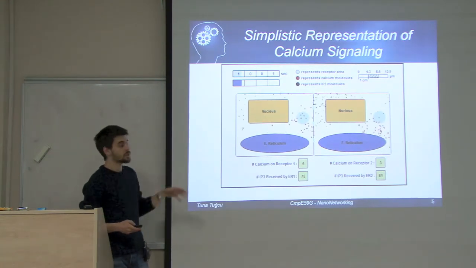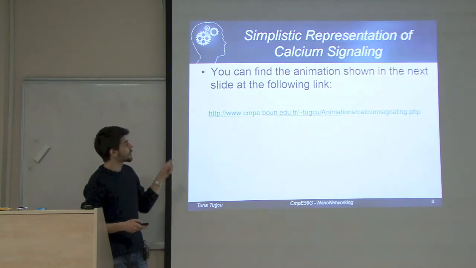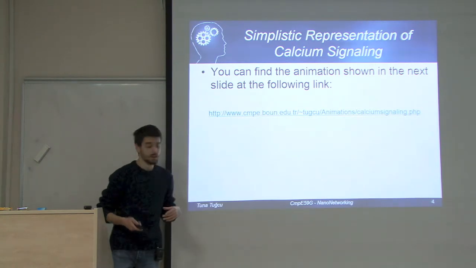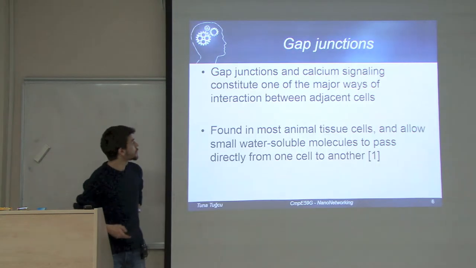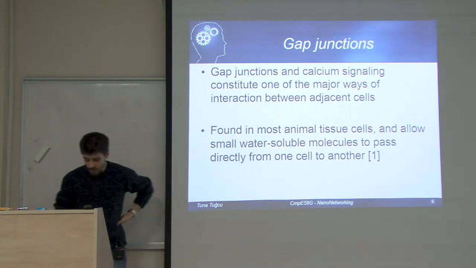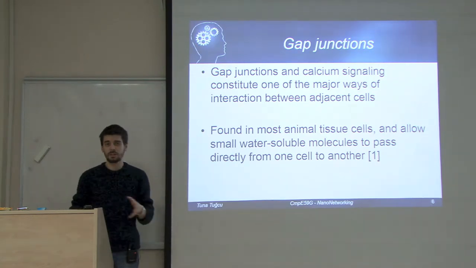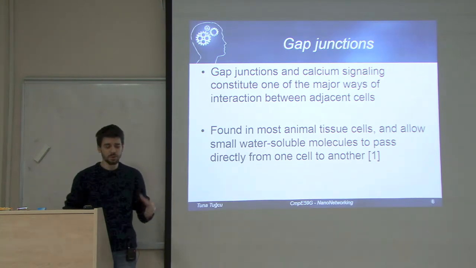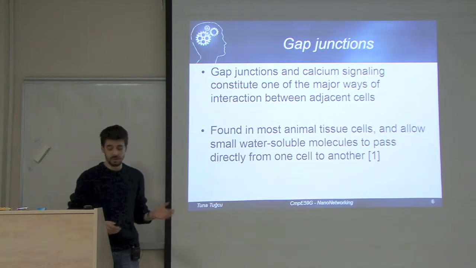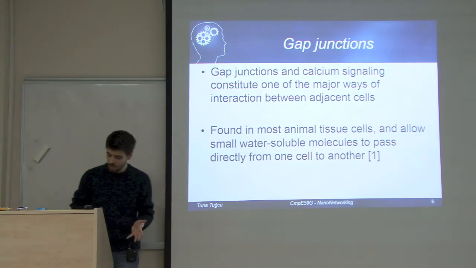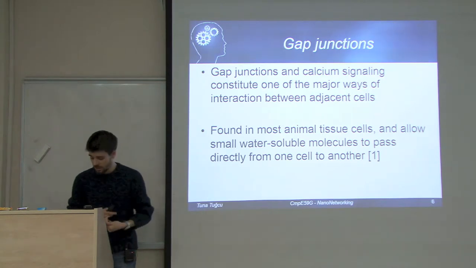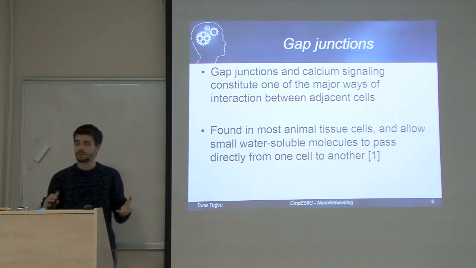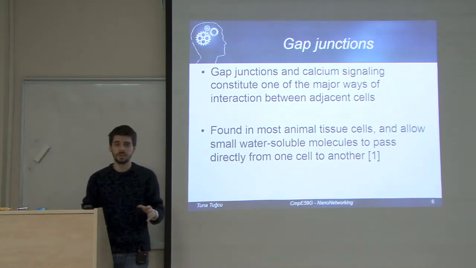So this is a small animation, and you can play with it at this address. There are some other parameters we used, and you can just play and do whatever you wish with it. Gap junctions. Gap junctions are really important phenomena. They connect cells, basically. This is what they do. This is the most basic and most major way of interaction between cells. They're found in most animal tissue cells. They're found in most plant cells. They allow water-soluble molecules to pass between cells. Actually, they basically connect the cytoplasms of each cell.